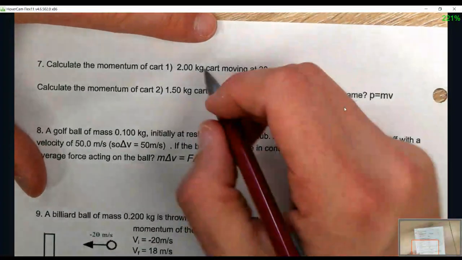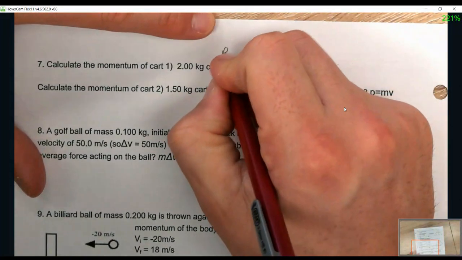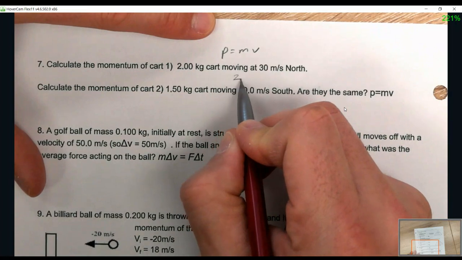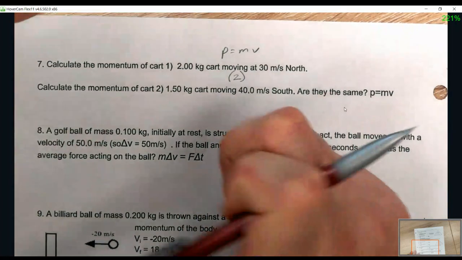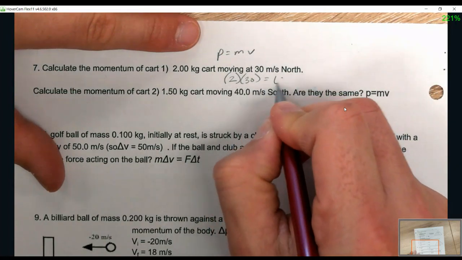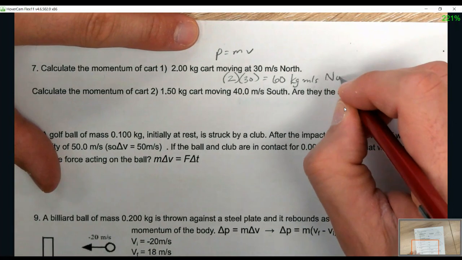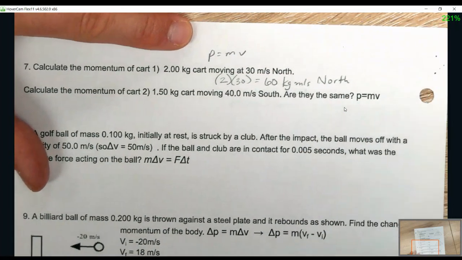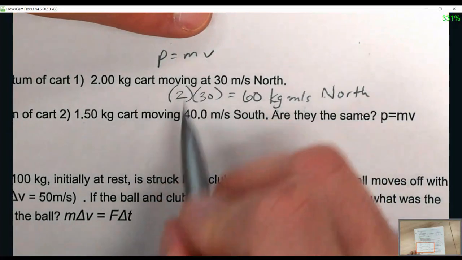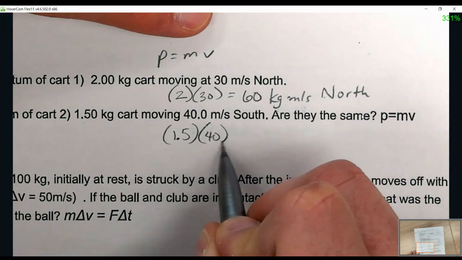The next one, they say, you have one cart moving at a certain mass at a certain velocity. Mass is 2 kilograms. Velocity is 30 meters per second to the north. 2 times 30 is 60 kilogram meters per second, and it's moving to the north. The next one, a 1.5 kilogram cart, put that under where the M would be, is moving at 40 meters per second going to the south.